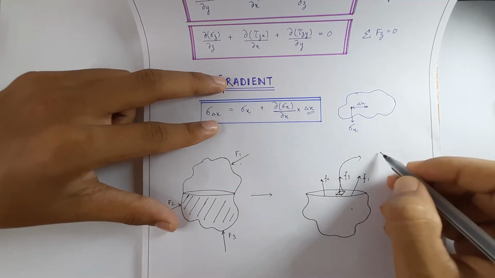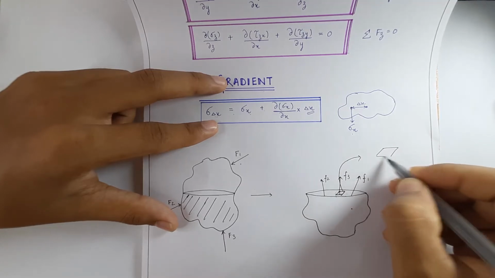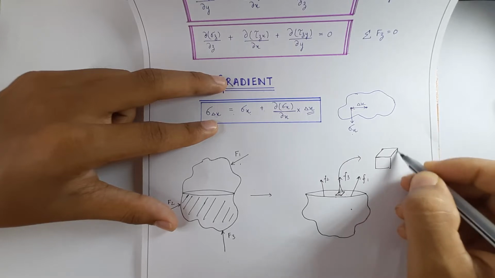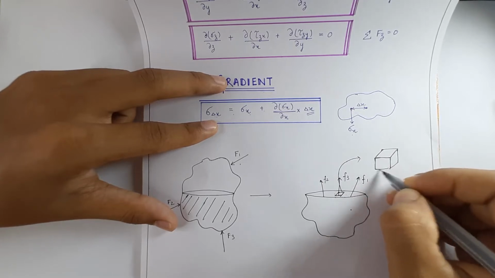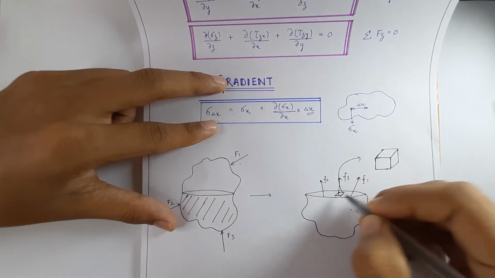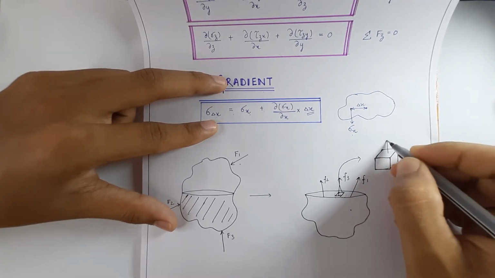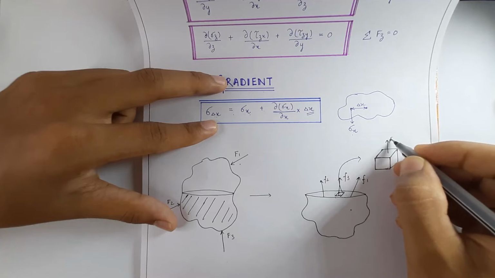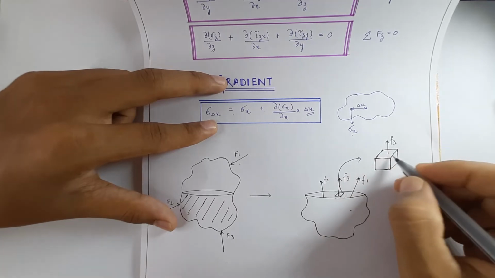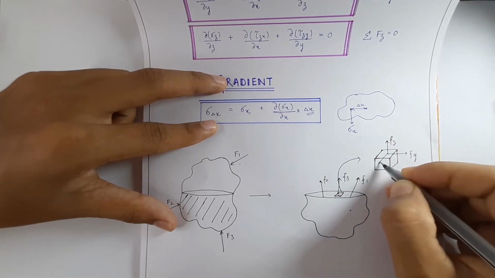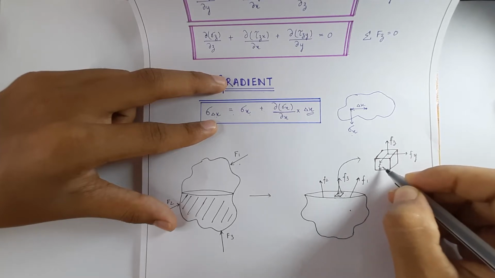If we take this small infinitesimal area here with all the edges intact, so this is the small infinitesimal area, and this f3 force will have three components, one along this direction, say this is f of z, one along this direction, say it is f of y, and one along this direction, say it is f of x.